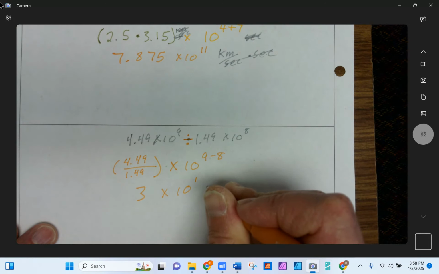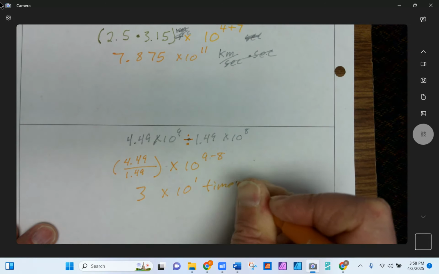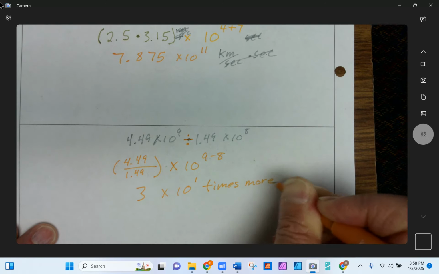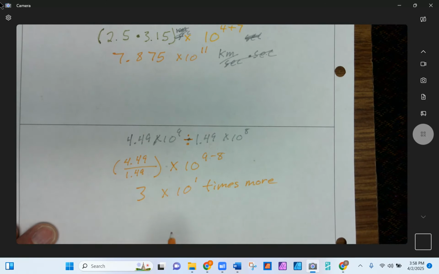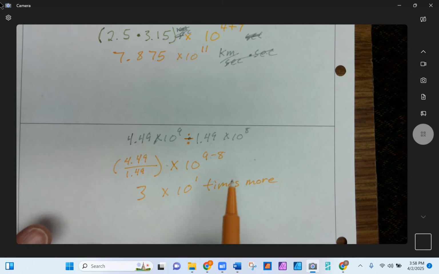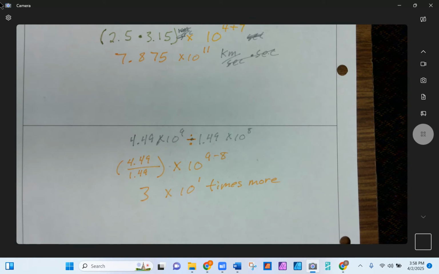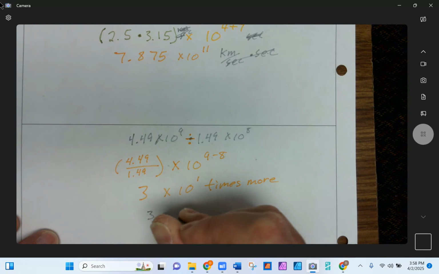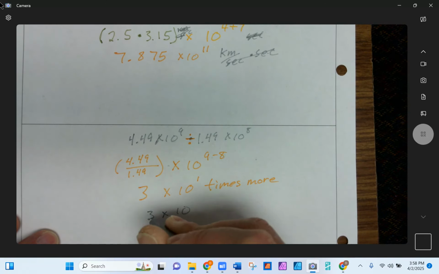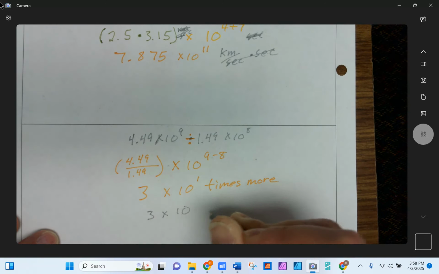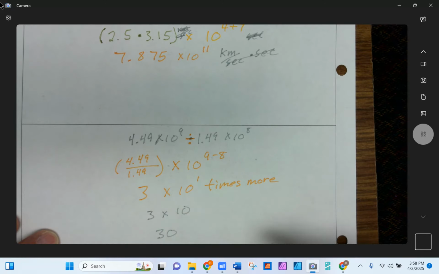This would be times more, right? And you would be like, the distance from Neptune to the Sun is 30 times more than the distance from Earth to the Sun. However, we can actually commonsensically think about why we use scientific notation in situations like this. We use scientific notation when we have very, very big numbers, right? However, this number is just 3 times 10 to the power of 1, which is the same thing as 3 times 10, which is 30, which is not a very big number.